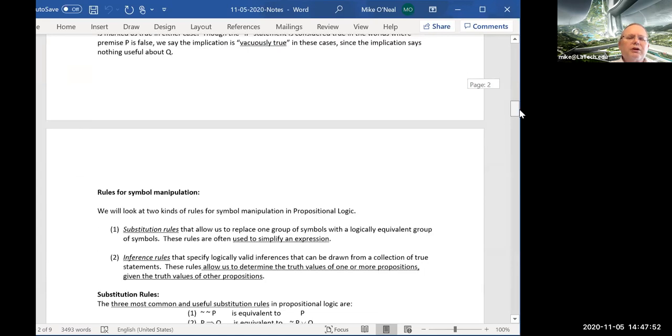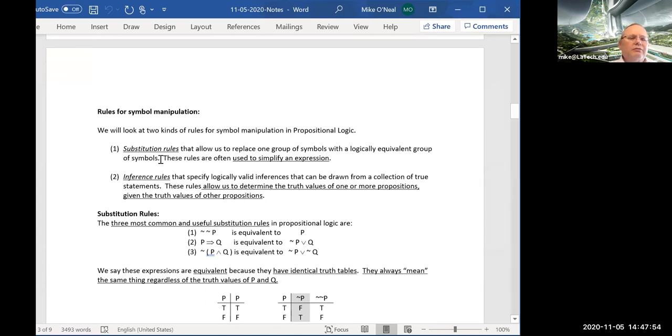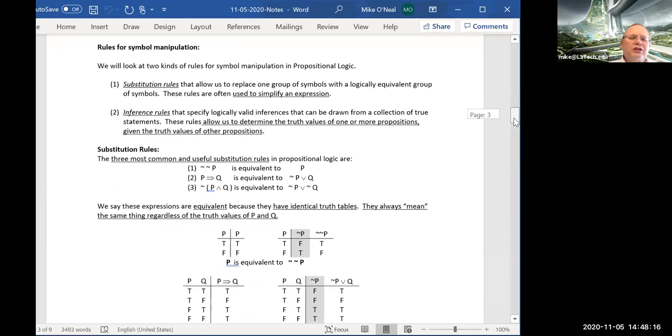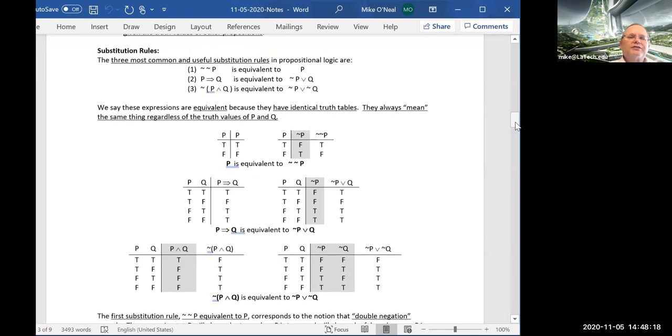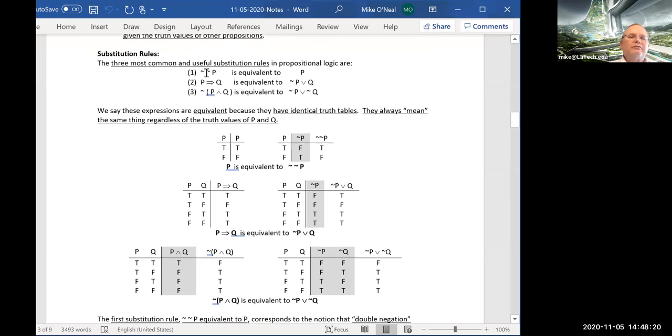We'll get to it, but I wanted to explain that when we get to inferences, things are going to change a little bit because we're not going to be talking about all worlds. We'll concentrate on just the worlds in which things are true. Okay, but let's look at substitution rules first. And the first substitution is very simple.